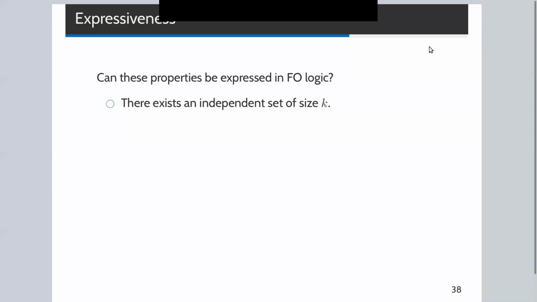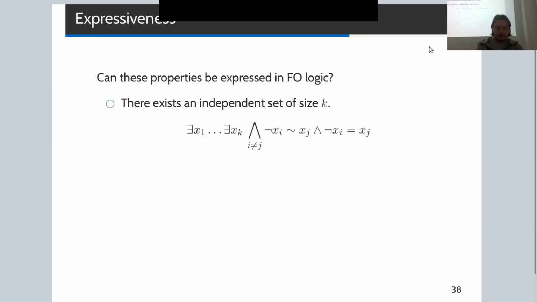For a fixed k, it's not a problem because we can just take k variables and check for each pair that they are not adjacent. Exactly. We can do it like this. We can write there exists x1 to xk, and they should not be adjacent, and they should not be equal.